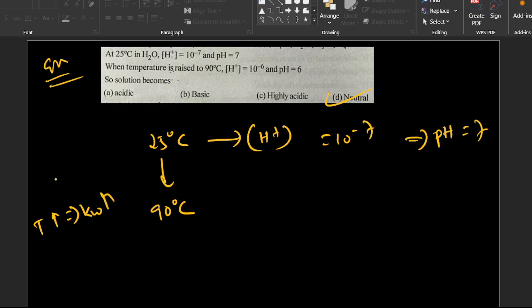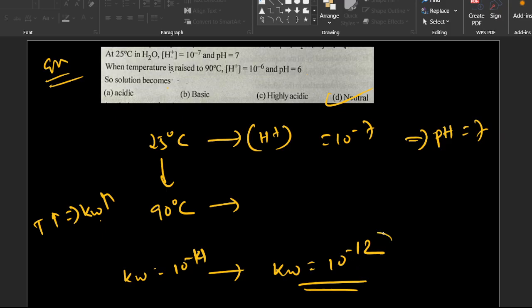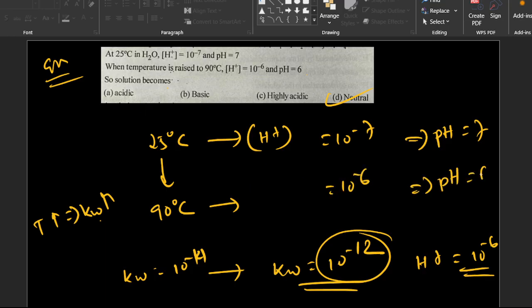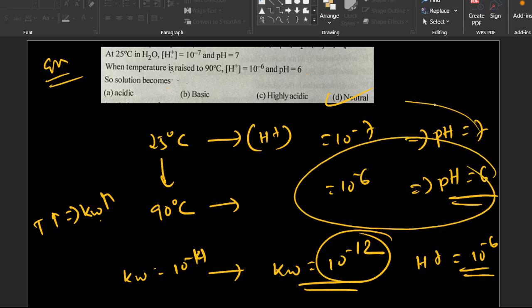Kw also increases, because Kw is an endothermic process, and for endothermic processes, if temperature increases, then Kw also increases. So previously Kw was 10 raised to minus 14. So when the temperature increases, Kw becomes 10 raised to minus 12. Then H plus will be 10 raised to minus 6, so this becomes 10 raised to minus 6 and pH equals 6. So all these things are happening at neutral.